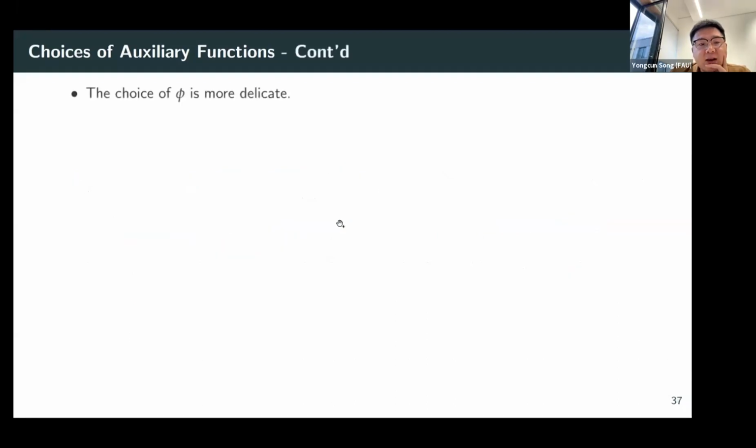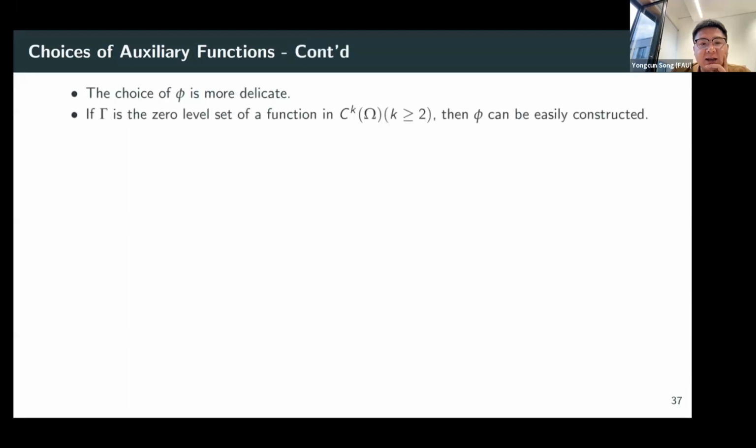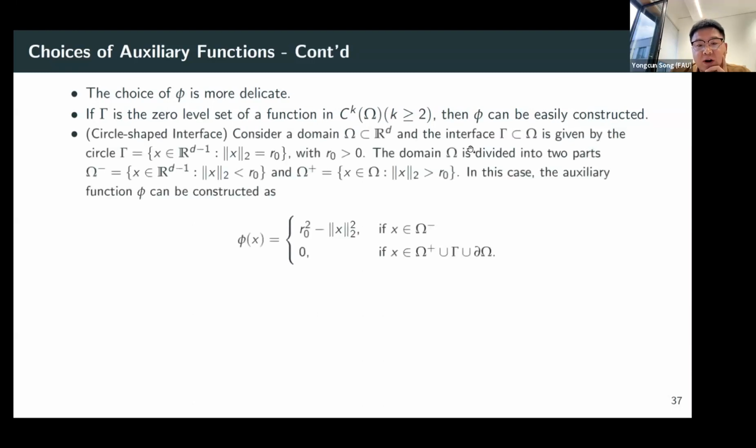And the choice of phi is a little bit delicate. If the interface gamma is the zero level set of a function, maybe we call this function V(x), in C^k(Omega), then phi can be easily constructed. For example, if it is a circle-shaped interface, that is a circle.